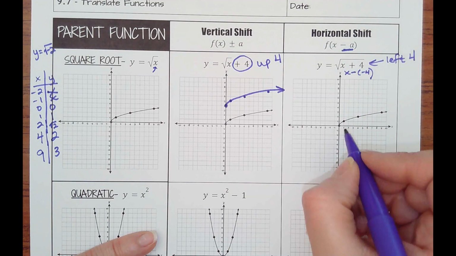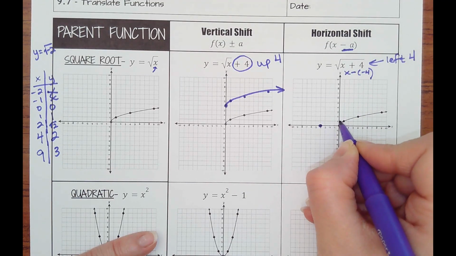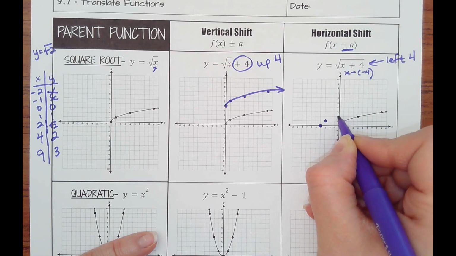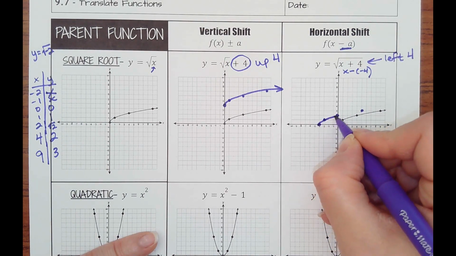So this went left, so I'll take every point and go left. 1, 2, 3, 4. So now this function would be doing this.